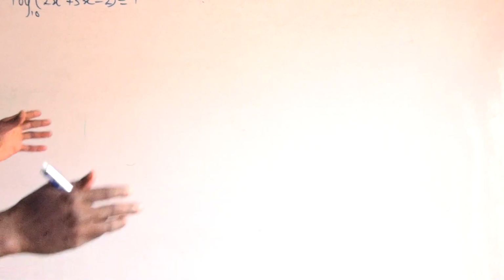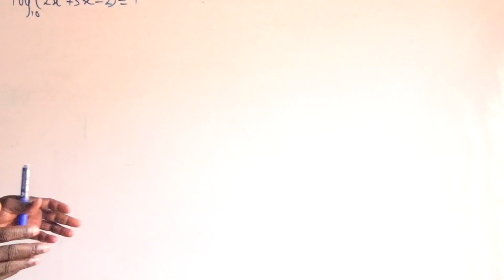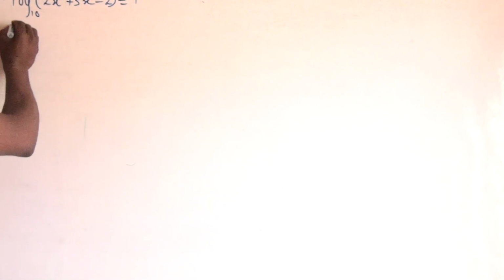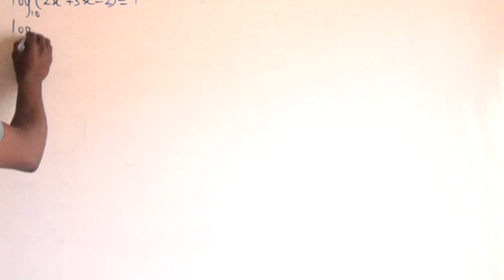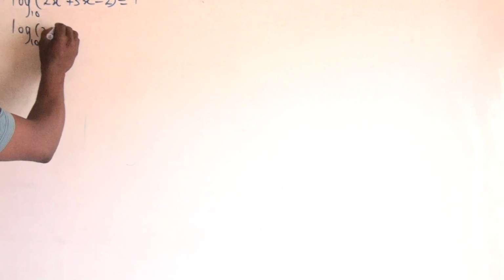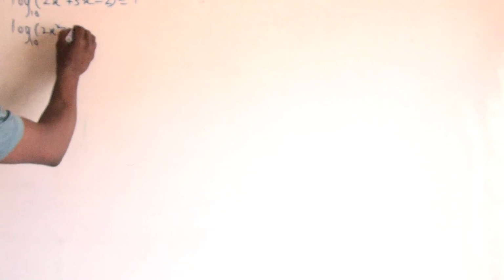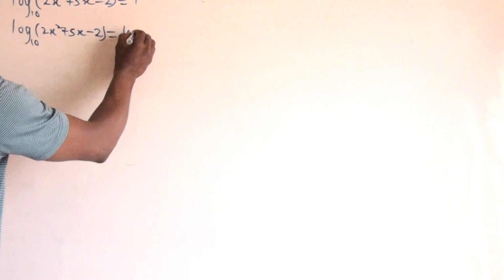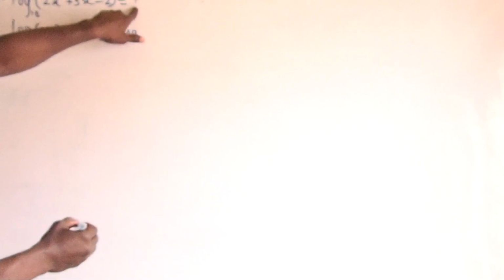Let's look at these questions. These typical questions are on logarithm, so here we can term it a logarithmic equation. Here what we need to do is apply the law of logarithm. Here we can rewrite this as log to base 10 of open bracket 2x squared plus 5x minus 2 is equal to log, this here, 1.